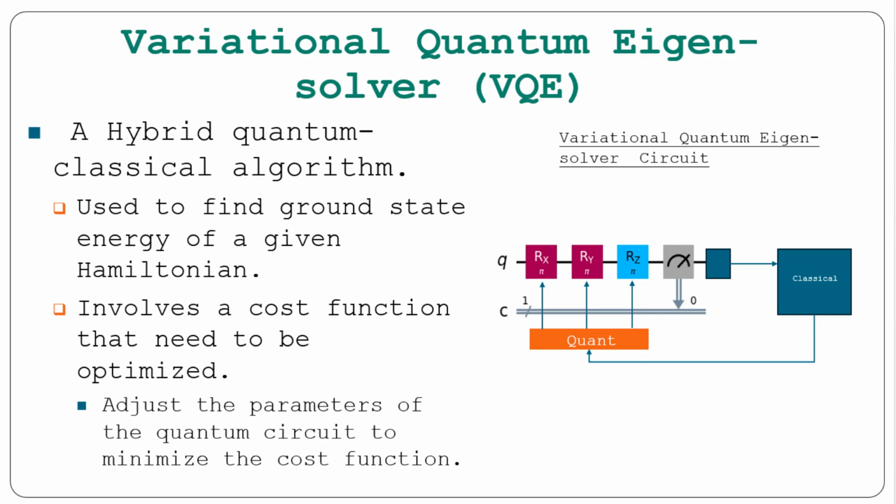A classical optimizer uses this measurement to adjust the parameters of the rotation gates iteratively to minimize the cost function, thereby finding the optimal state corresponding to the ground state energy of the Hamiltonian.